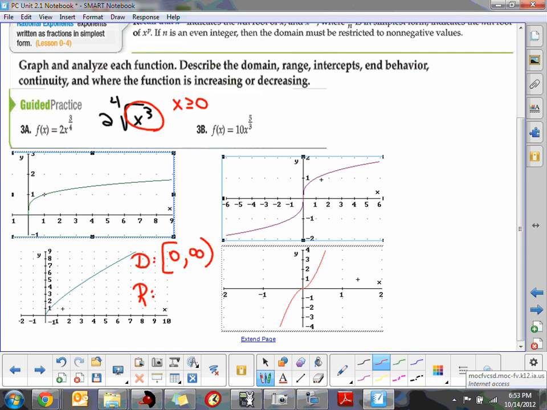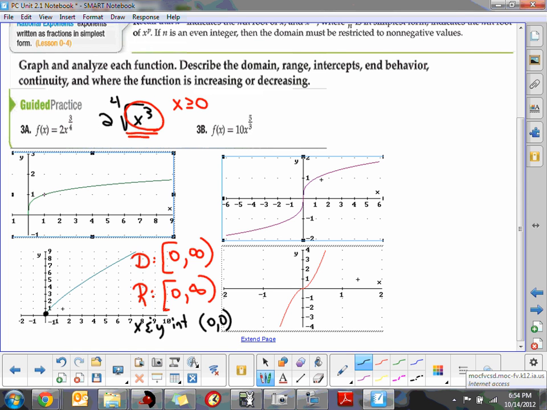Our range. Now our range is limited to the outputs, and they can only be positive. We can't get any negatives out of a radical there because we can't take an even root, in this case fourth root, and get a negative. So our range is going to be all real numbers that are greater than or equal to 0. So again, it's going from 0 to infinity. So we got our domain and range taken care of. Intercepts. There's one place where this crosses the x and the y-axis, so our x and y-intercept is at the origin, the ordered pair 0, 0.